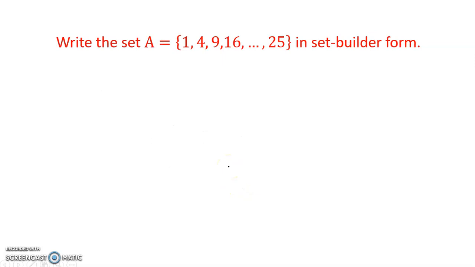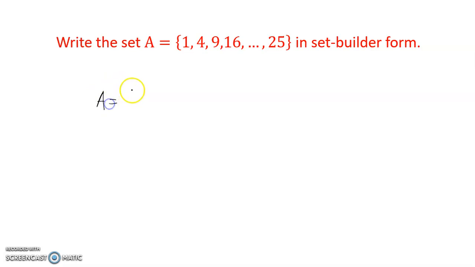Let's see another example. Write set A is equal to {1, 4, 9, 16, 25} in set builder form. Set builder form is simply when you represent all the elements of a set by a common variable and associate that variable with a property. So I just need to understand the pattern here: what is 1, what is 4, what is 9, what is 16. It's pretty simple to understand. 1 square is 1, 2 square is 4, 3 square is 9, 4 square is 16. So this set is built from 1, 2, 3, 4. So let's see how exactly I'm going to write it.